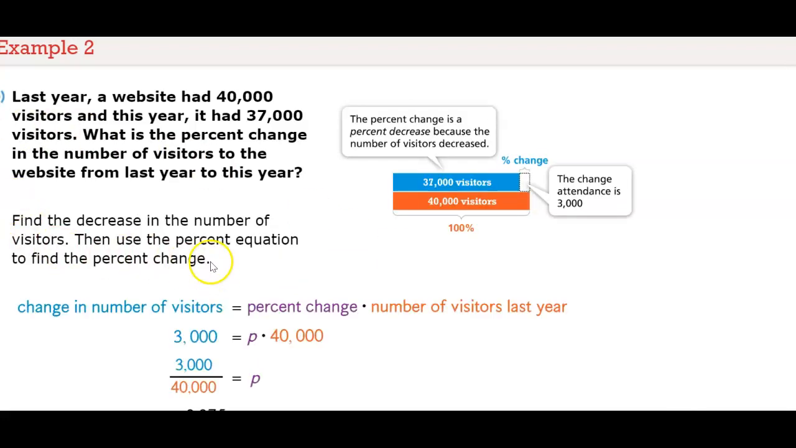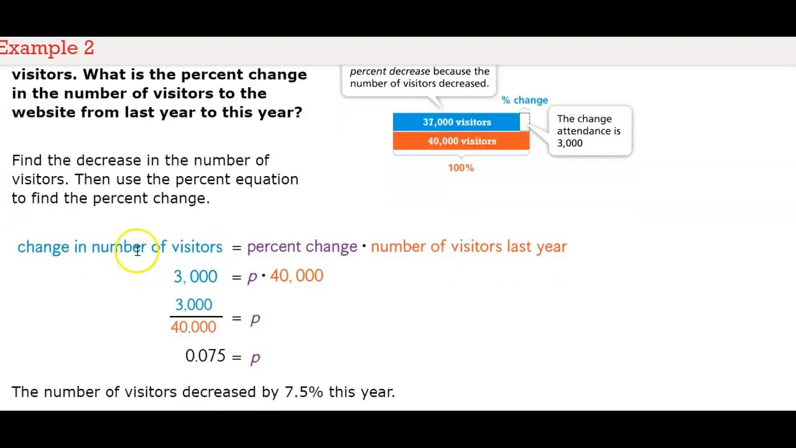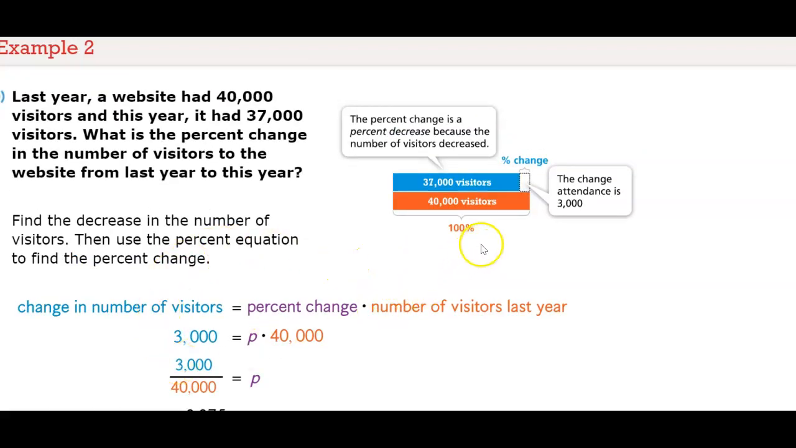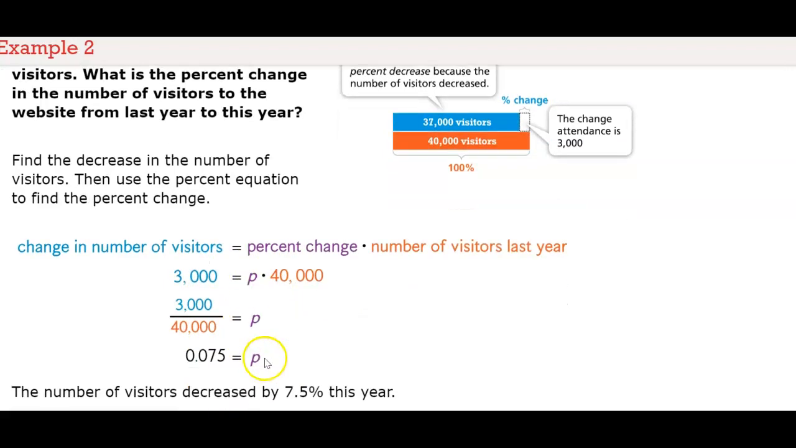So, use the percent equation to find the percent change. So change in number of visitors is equal to the percent change times the number of visitors last year. So the 3,000 visitors is equal to P times 40,000. So they got to 3,000 because they subtracted 40 and 37. Then you have to divide by 40,000 on both sides, so they get P by itself.